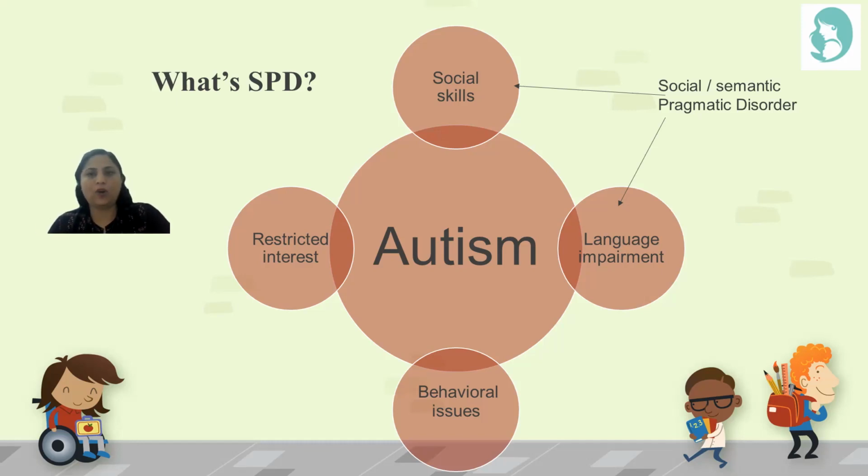They have language problems. They are not able to speak in sentences. They are just speaking words. They are not able to express what they actually can think. This is the main difference between semantic pragmatic disorder and autism.